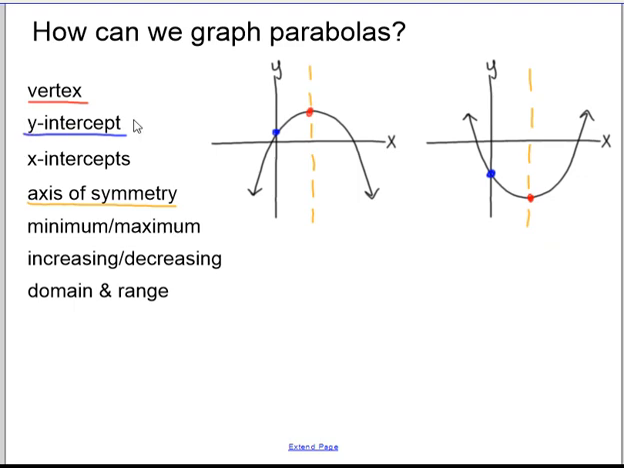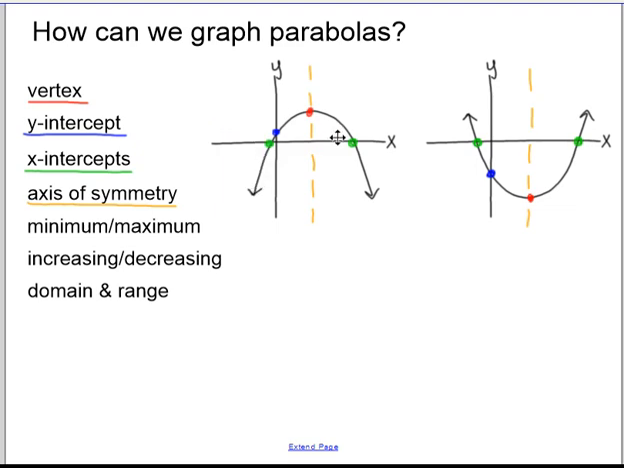We also have a y-intercept. For our y-intercept, it crosses through the y-axis, and the x value of the y-intercept is 0. The y value is where it crosses through your y-axis.